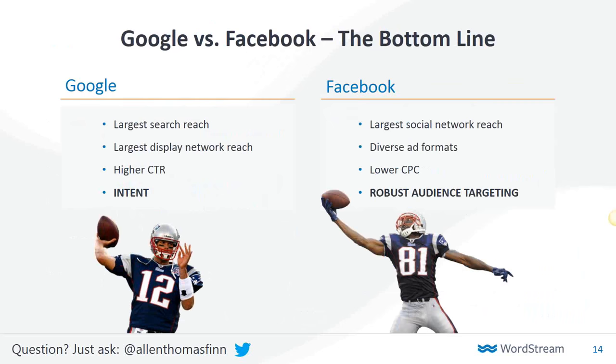And we tend to see lower cost per click on Facebook than we do on Google. Obviously, that's because we don't have the intent signal that's so valuable in search. And finally, the robust audience targeting is really what makes Facebook such a valuable ad platform for advertisers.